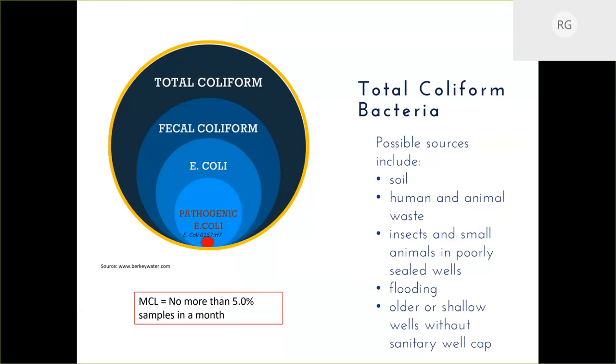They could come from human and animal waste or insects, but they can also come from things like soil or wood. And the way that these types of bacteria could get into your well water is if you have older or shallow wells that are being influenced by surface water contamination, or if your well isn't being properly maintained and perhaps needs to be upgraded.